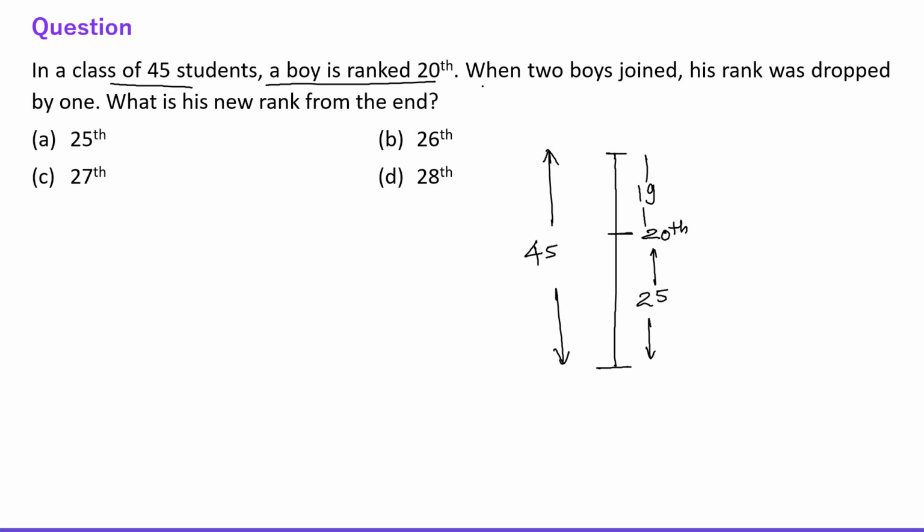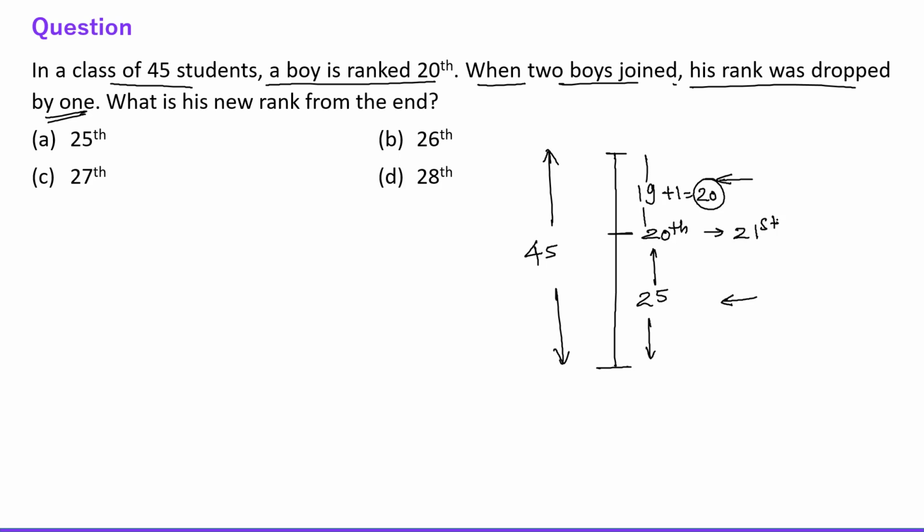After that, the question is saying when two boys joined, his rank was dropped by 1. It means one boy is joining ahead of this boy and one boy is joining behind this boy. So now ahead of this boy there are 19 plus 1, now there are 20 boys ahead of this boy, and this boy is getting shifted to 21st.